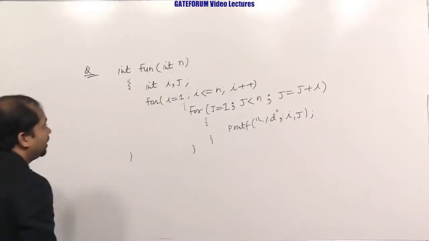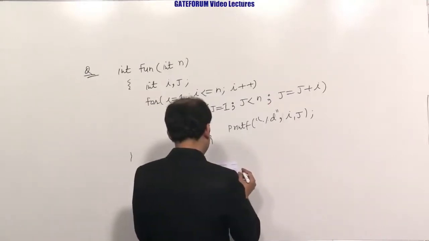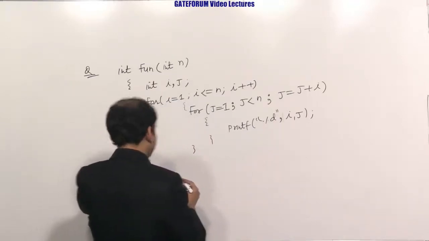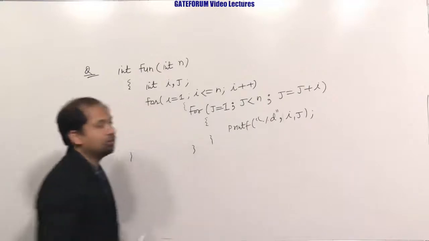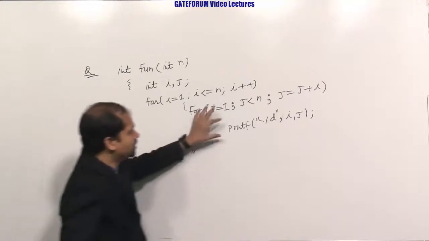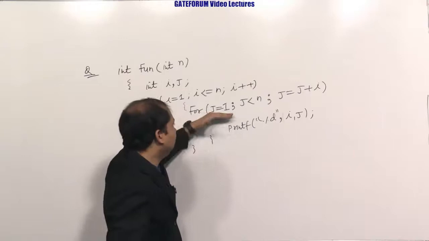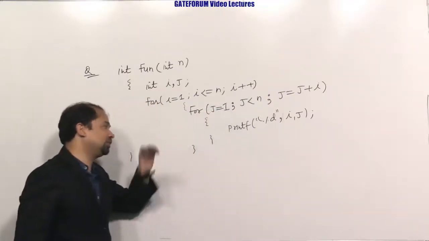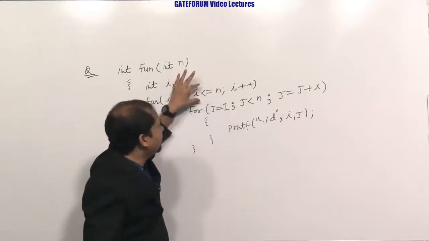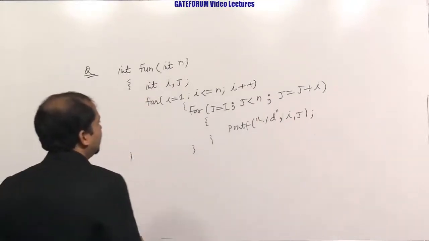So see, when this dependency is j less than n and j equal to j plus i, what would be the time complexity of this function? The time complexity of this function is the time complexity of this statement when it executes, or when the inner loop is true, because the inner loop is the most executed. The outer loop will only run for n times, but for every n, the inner loop will execute like this.